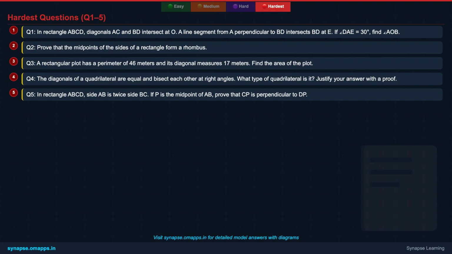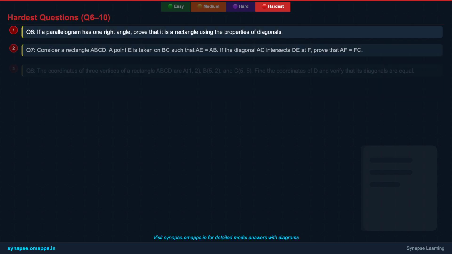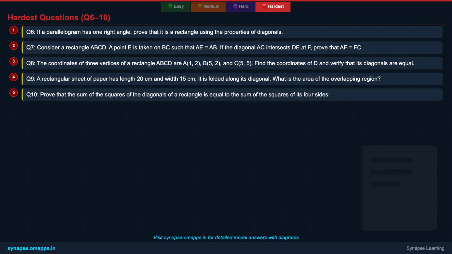And Q5. In rectangle ABCD, side AB is twice side BC. If P is the midpoint of AB, prove that CP is perpendicular to DP. These problems require careful thought and application of multiple concepts. And now, part 2 of your hardest questions.